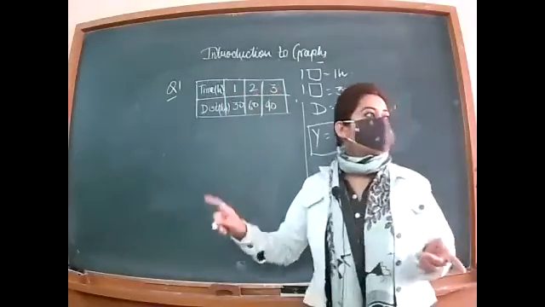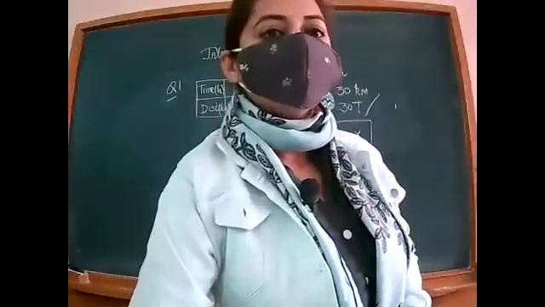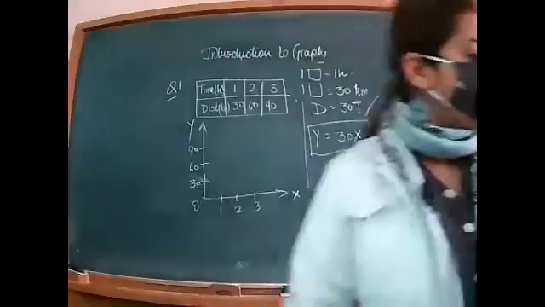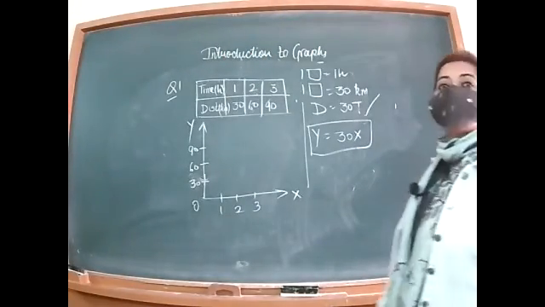Time will be taken on the x-axis, distance in kilometers will be taken on the y-axis. Start this, hurry up. One is to find the time taken by Ajit to ride 75 kilometers.